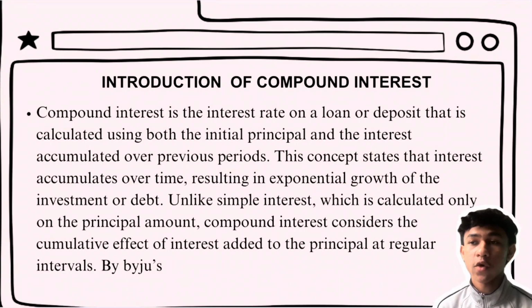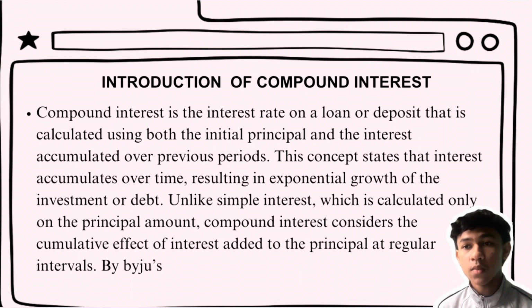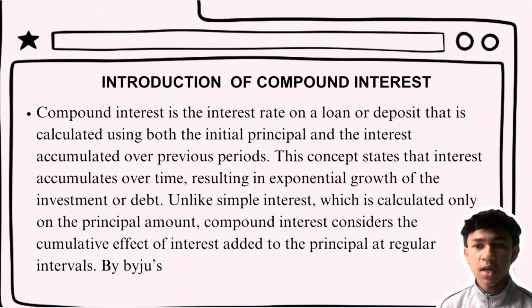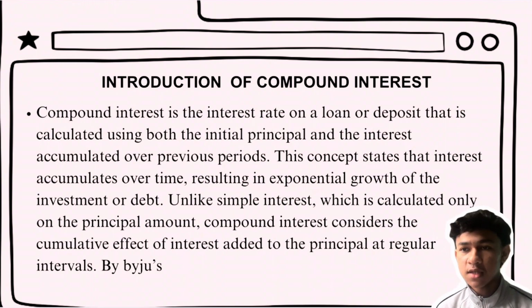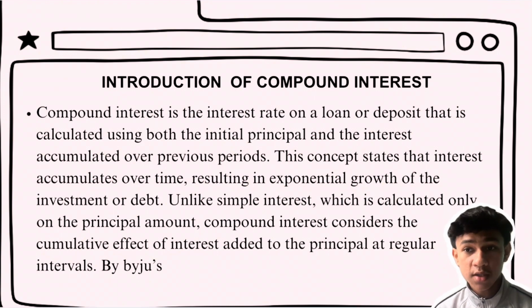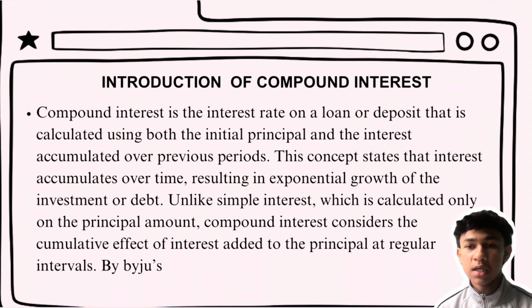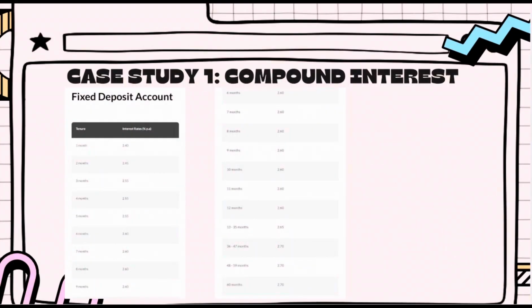First is the introduction of compound interest. Compound interest is the interest on a loan or deposit that is calculated using both the initial principal and the interest accumulated over previous periods. This concept states that interest accumulates over time, resulting in exponential growth of the investment or debt. Unlike simple interest, which is calculated only on the principal amount, compound interest considers the cumulative effect of interest added to the principal at regular intervals.